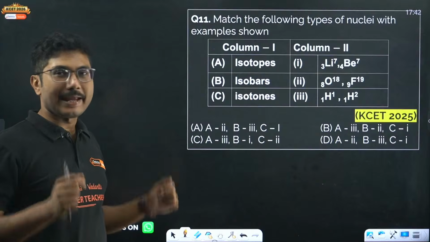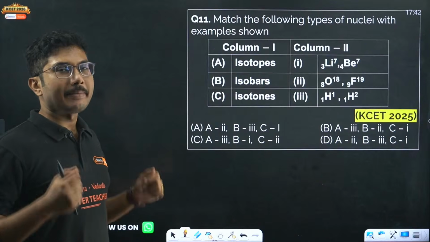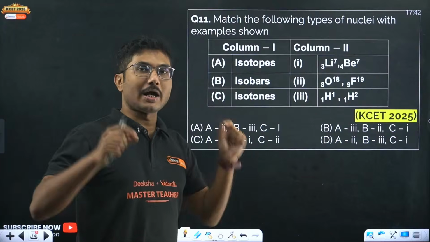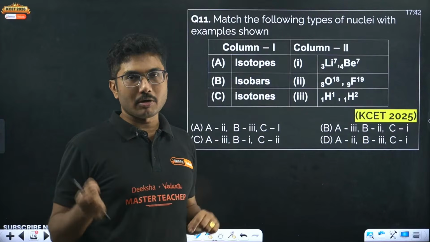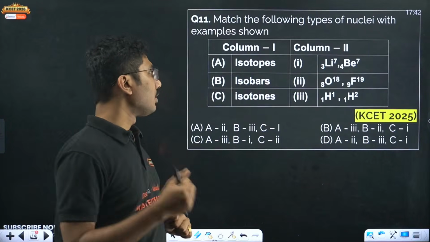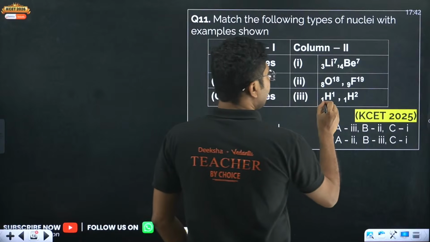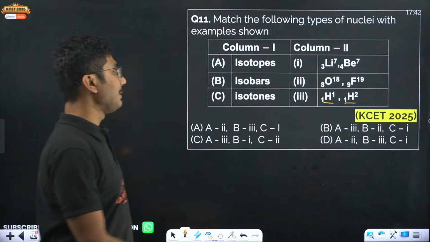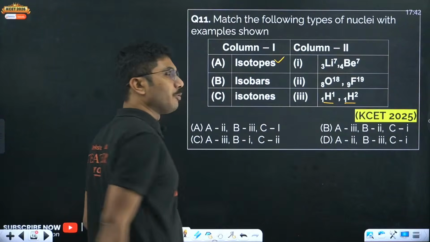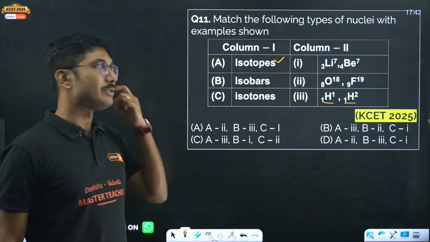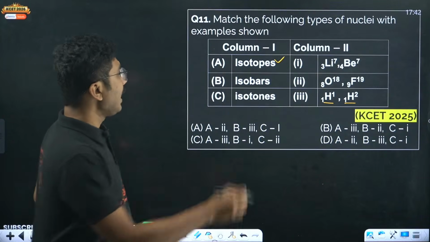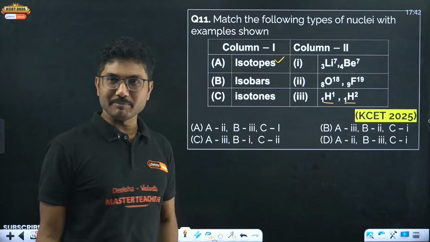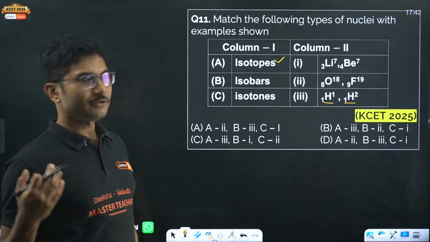Isotope means same atom. Same atom means symbols are same. So isotopes are the same atom, only the number of neutrons are different. Here, if you see, these two have the same symbols, so they must be isotopes. Isotopes must have the same symbols. So A must be matched with 3. Someone is saying B and C. Out of these two, not sure which is correct.